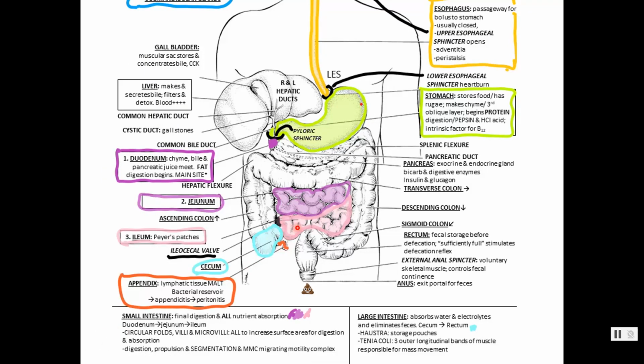Dangling right there between the intersection of the small intestine and the large intestine is going to be the appendix. This is lymphatic tissue, so mucosa-associated lymphatic tissue. It is a blind-ended sac. Its positive function would be as a bacterial reservoir of good bacteria. However, if there are bad bacteria or there's dysbiosis, an imbalance in the microflora or microbiota, then you can get appendicitis. Appendicitis just means inflammation of the appendix.